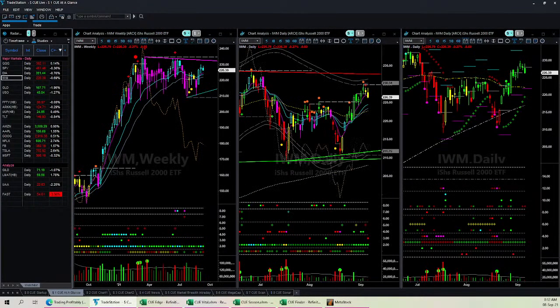And Russell 2000 ETF, it was and is remaining range bound in the weekly chart. In daily, it recovered nicely from the swing low. However, it stopped before hitting the upper edge of the sideways range. So the range bound condition is continuing.